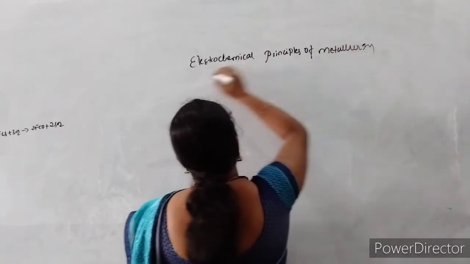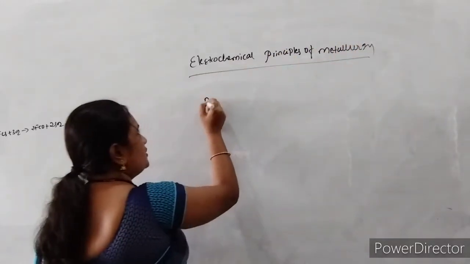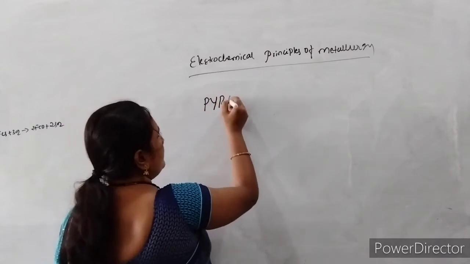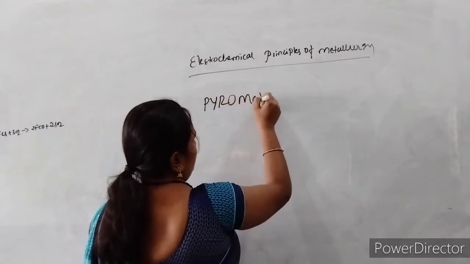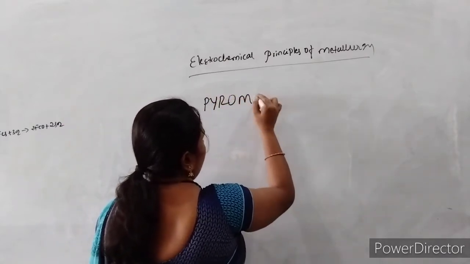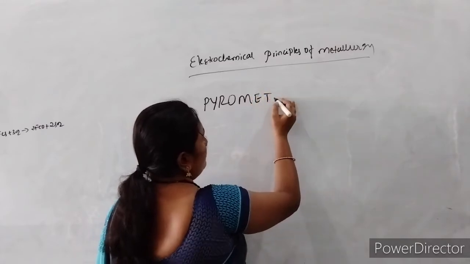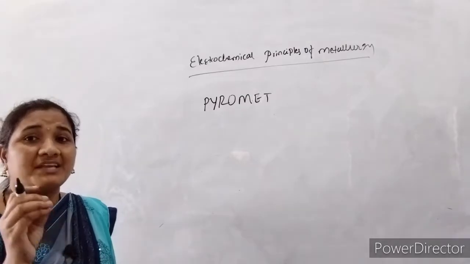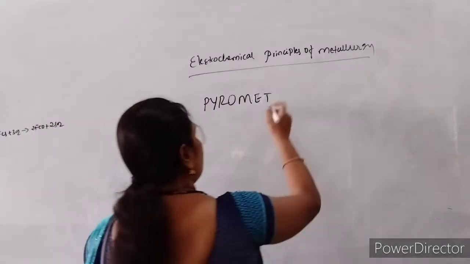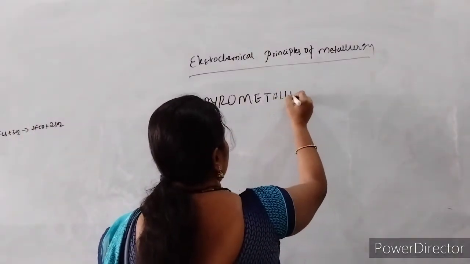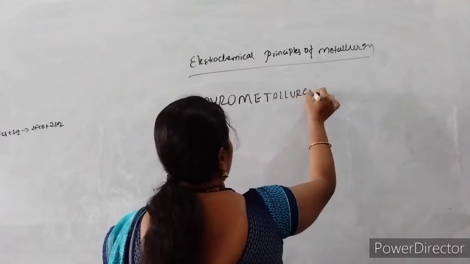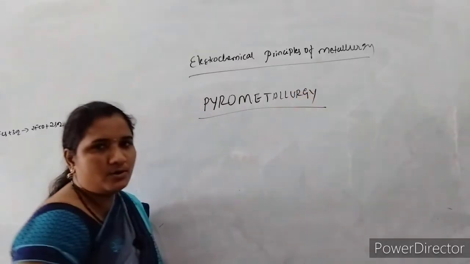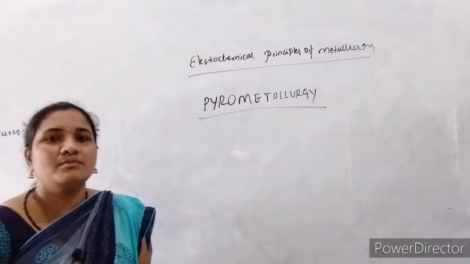And it is also called pyrometallurgy. The term is pyrometallurgy because here we are extracting the elements with the help of heat. By heating, we are going to reduce the metals here. So that is why the name of this technique is pyrometallurgy. Pyro is nothing but heat.